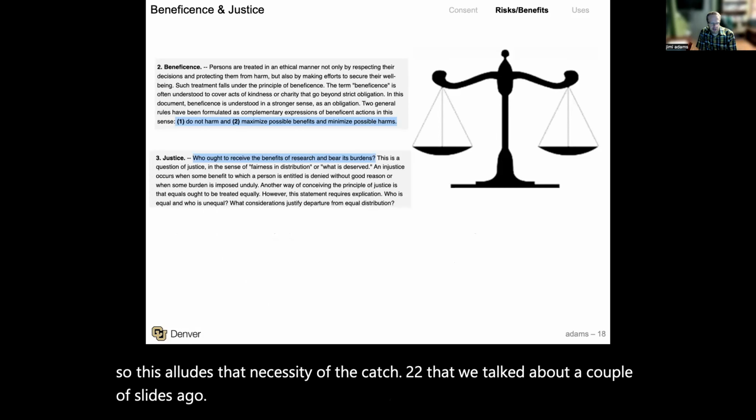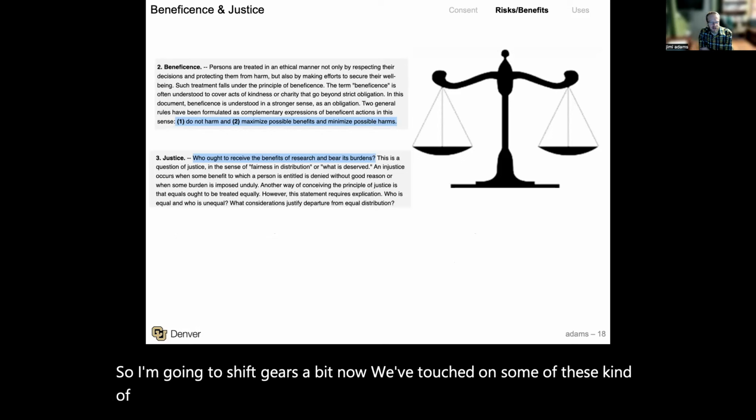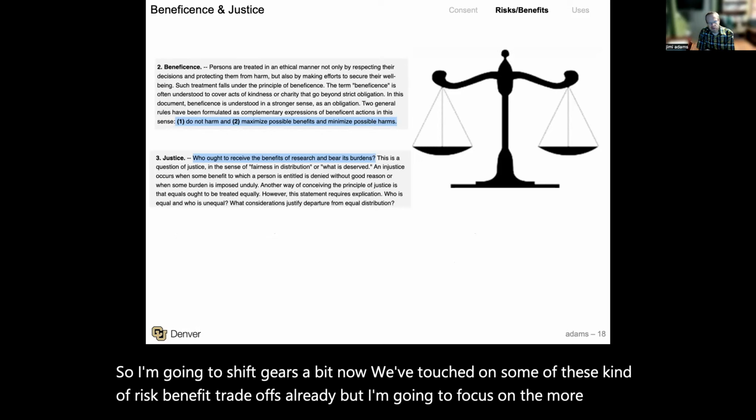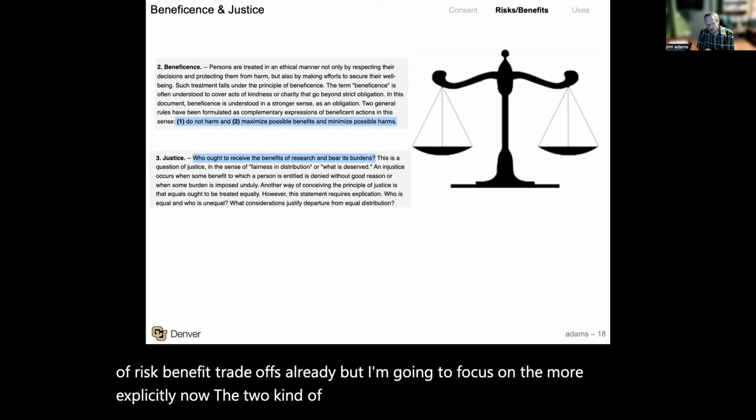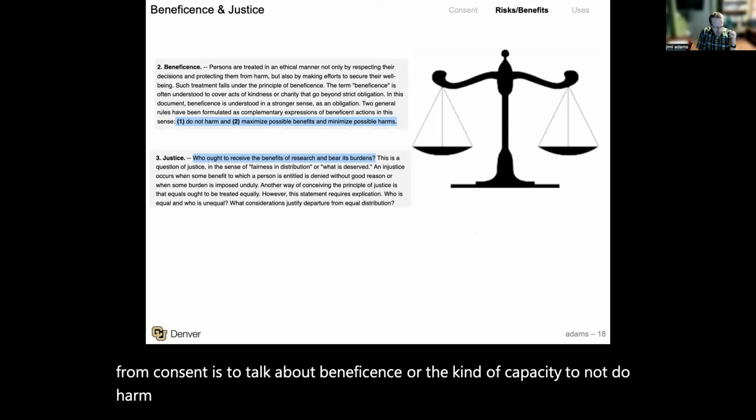So I'm going to shift gears a bit now. We've touched on some of these risk-benefit trade-offs already, but we're going to focus on them more explicitly now. The two primary ways that the Belmont report moves on from consent is to talk about beneficence, or the capacity to not do harm, and counterbalancing that against potential benefits.